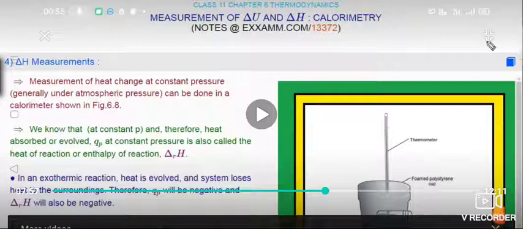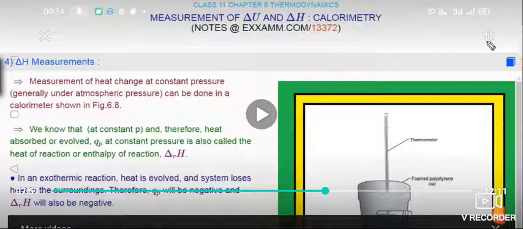Heat capacity at constant volume, CV, is the heat capacity when the temperature of the substance is raised by 1 degree Celsius while keeping volume constant. Next, heat capacity at constant pressure, that is CP. It is the heat capacity when the temperature of the substance is raised by 1 degree while keeping pressure constant. So there is a relation between CP and CV. CP is the heat capacity at constant pressure. CV is the heat capacity at constant volume. So Cp minus Cv is equal to R for an ideal gas.